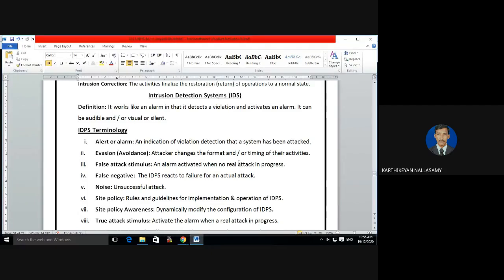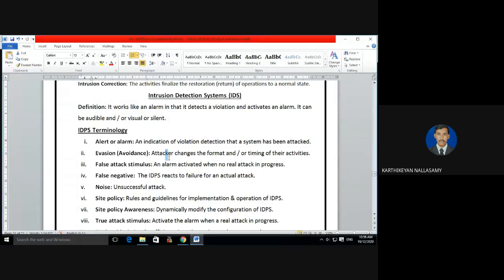And the next one is evasion, that is, avoidance. There is also a possibility of avoidance. Actually, the attackers change the format and the timing. Here we can't predict that the attack will always happen only in a particular duration or period of time. It may happen at any time and in any format. We can't decide that the attacker will come on the same path or the same way.